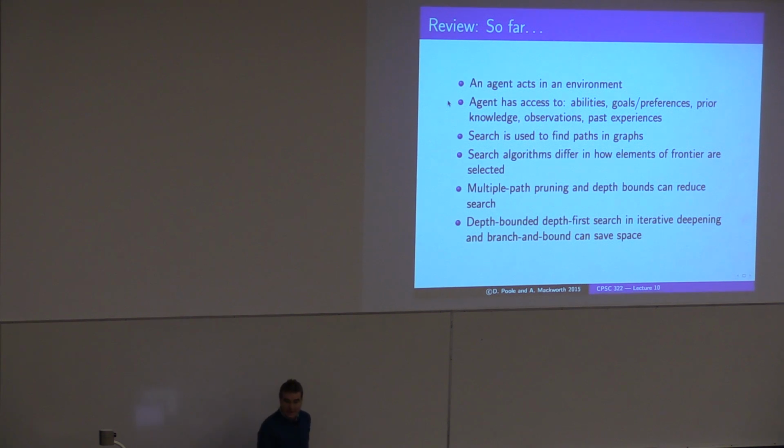We had multiple path pruning and depth bound, which reduced the search space because we could reduce cycles. There were some paths that we disallowed. And then we looked at how depth bound and depth first search can save space when used for iterative deepening and branch and bound. So that was a high-level summary of where we're at so far. Are there any questions about any of these things?